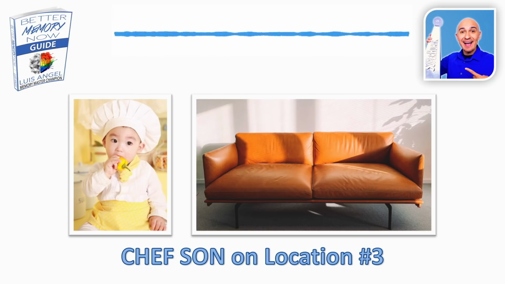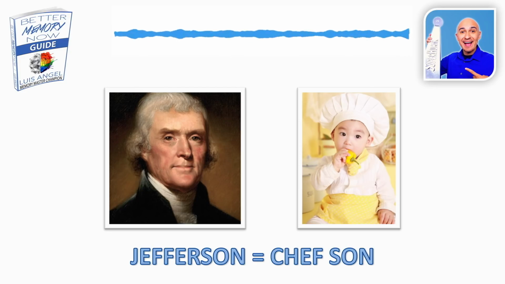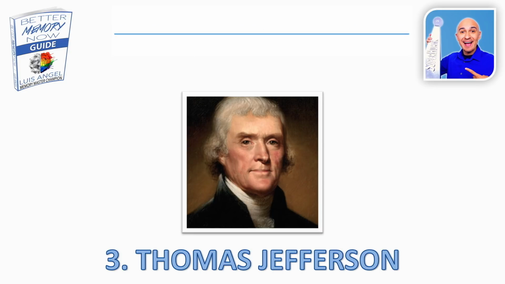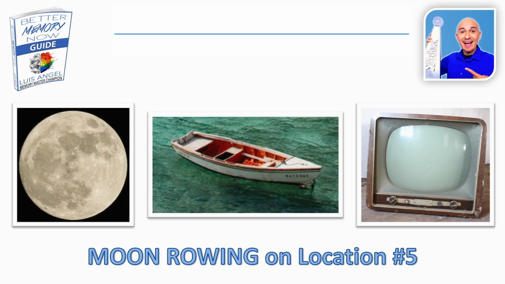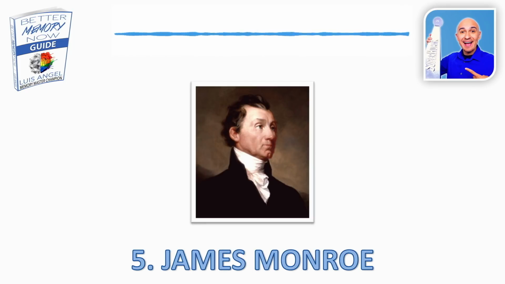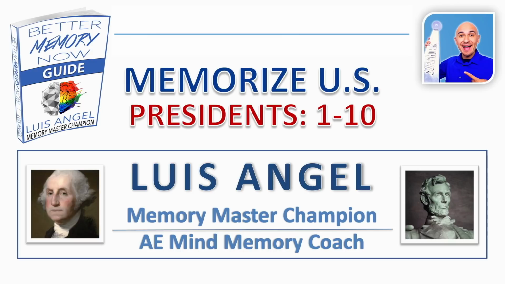Jump over to your third location. For me, it's the sofa. So I would picture the chef's son putting that cake all over that sofa. Translate that back into the name, which is Jefferson. Thomas Jefferson is the third president. What about the fifth? Moon rowing, Monroe. You got it. Awesome.